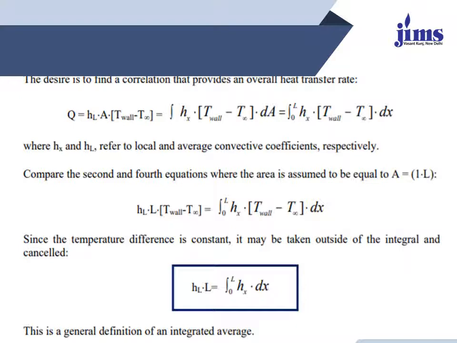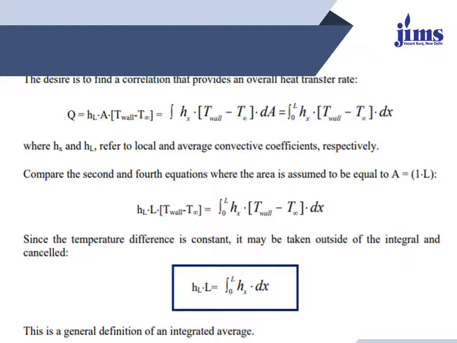Comparing these two equations, we get hL multiplied by L multiplied by (T wall minus T infinity) equal to the integral from 0 to L of hx (T wall minus T infinity) dx. Since the temperature difference is constant, it may be taken outside the integral, and finally hL multiplied by L is equal to the integral from 0 to L of hx dx. This is the final derivation relating the local heat transfer coefficient and the average heat transfer coefficient.